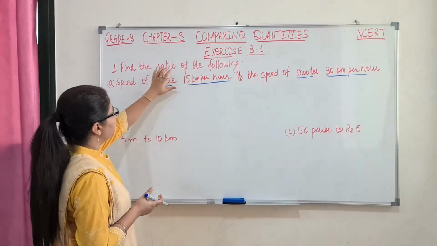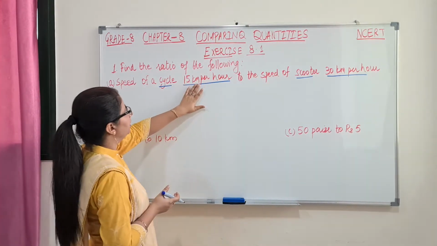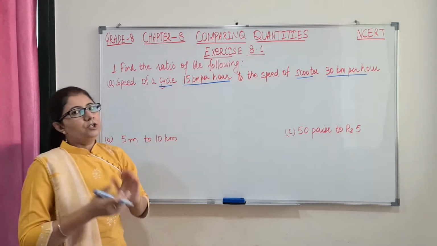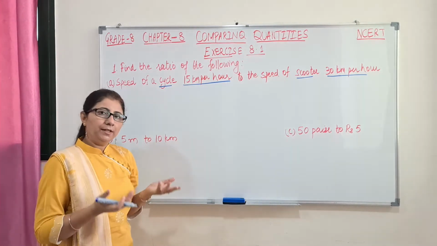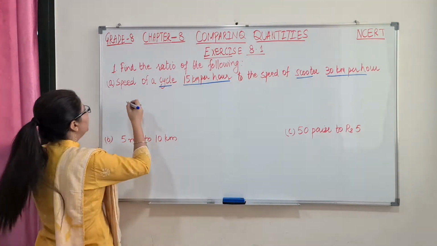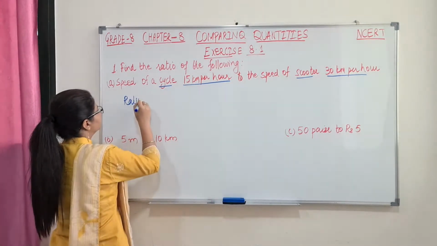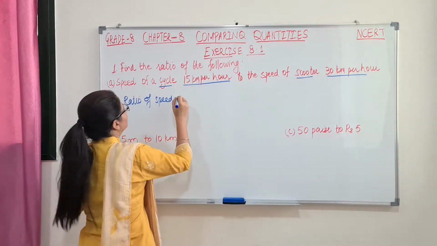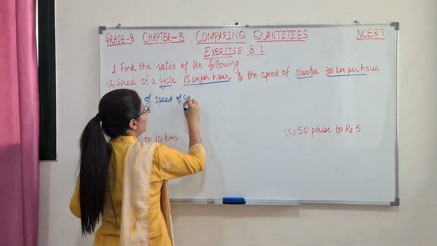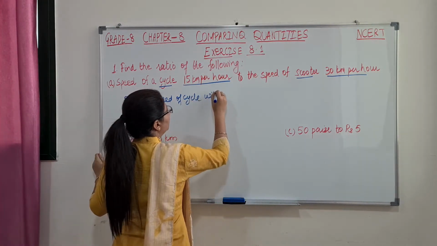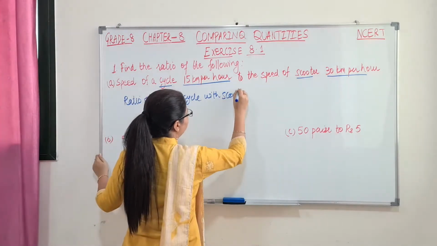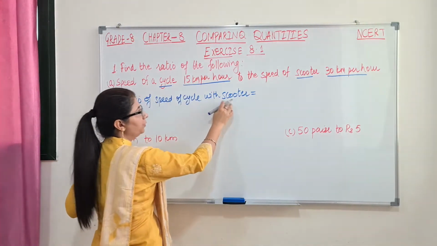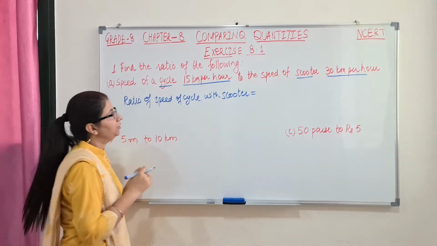Here the first thing is cycle. Cycle's speed is in kilometer per hour. Scooter speed is also in kilometer per hour. So both are having same units. You can directly divide them. So we can write the ratio of speed of cycle with scooter. Whatever quantity is first, that we will write in the numerator, and whatever quantity is second, that we will write in denominator.